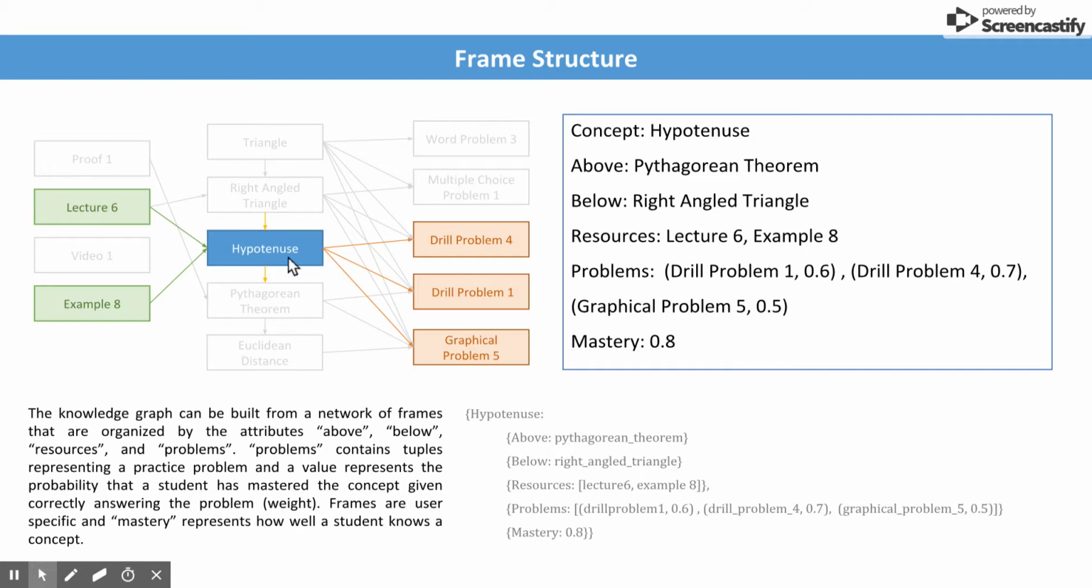And the hypotenuse can map to an example of a frame over here, which contains information about its epistemological place. It's above the Pythagorean theorem, below right angle triangle, the resources that you can learn about it from, and the problems that it applies to, plus the user's level of mastery.